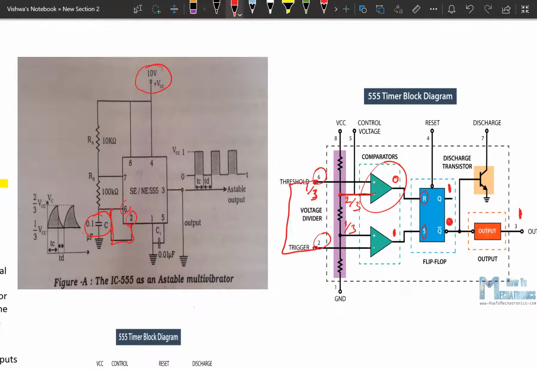Again the output will be inverting. Output 1 means it is high. I will draw the diagram here. The output will be high. Now when the voltage at this capacitor reaches 1/3, okay, now here it is 1/3 or greater than 1/3.